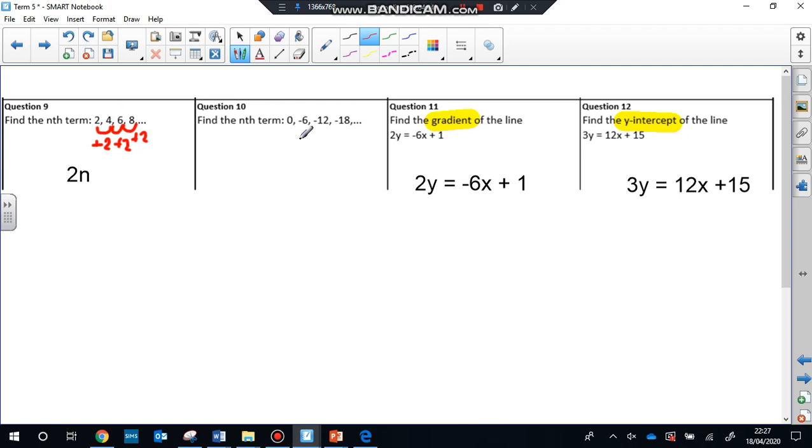Okay, this one is slightly different because we're not adding this time. To get from 0 to negative 6, we're subtracting 6. To get from negative 6 to negative 12, we're subtracting 6, and so on. So, what times table is this like? Well, it's like the negative 6 times table. So, the first part of my nth term is negative 6n.